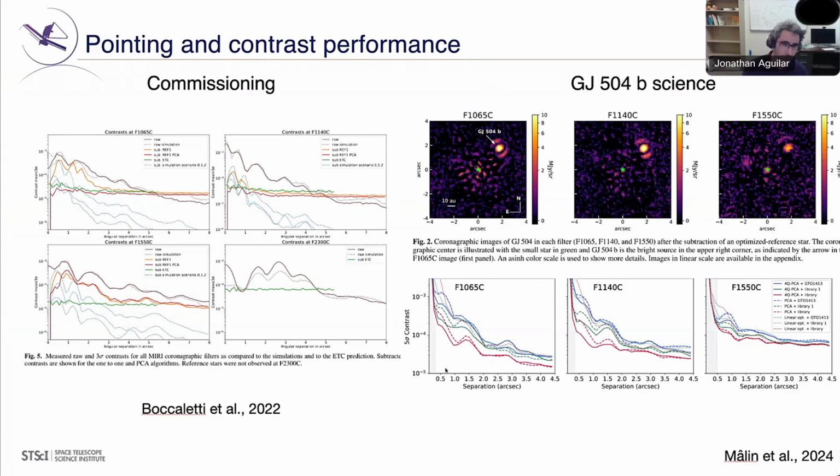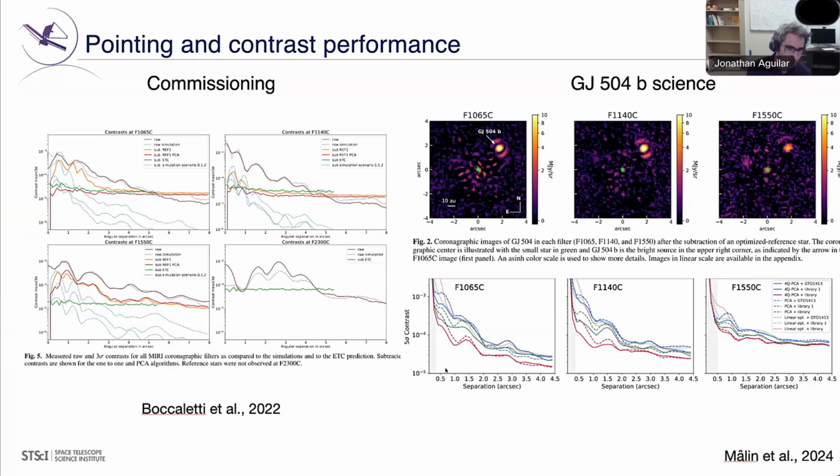On the left in the commissioning, you can see a comparison between having no PSF subtraction at all, so just the natural fall off of the PSF with separation, against just simple one-to-one PSF subtraction. So you take one reference image and you subtract it off, and then also versus using a library, the full principal component decomposition of the PSF to model your science target.